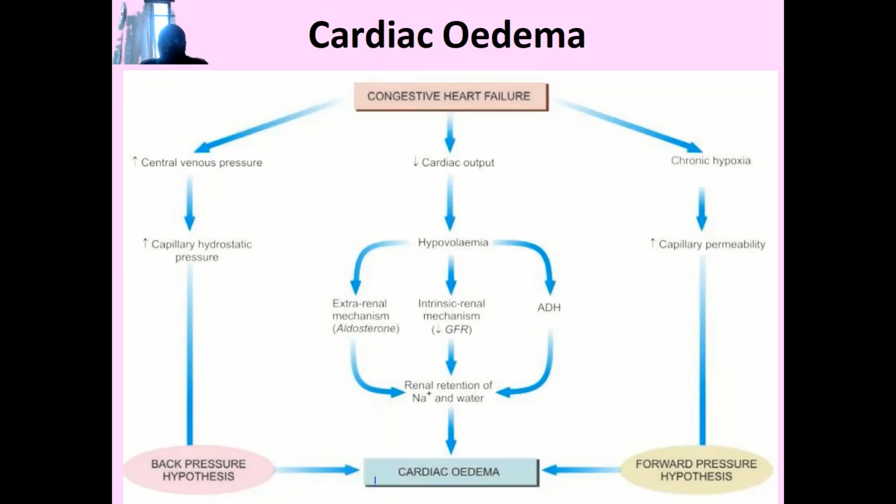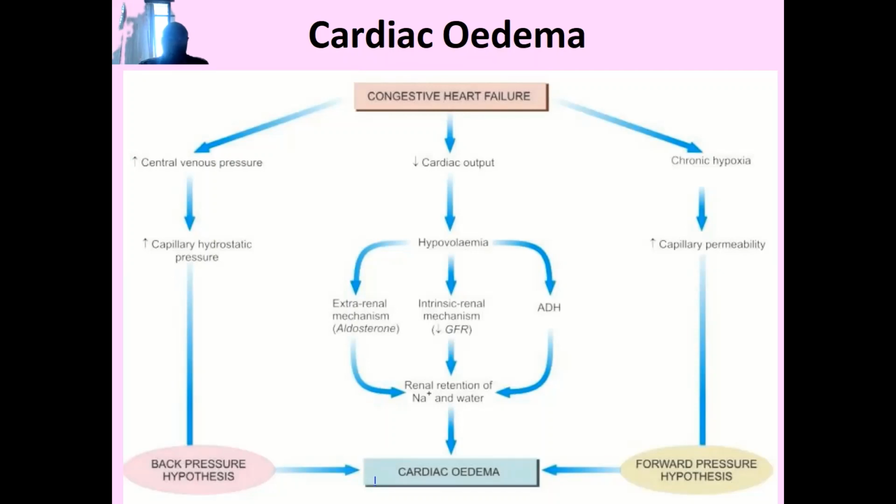In the other way, it can lead to reduced cardiac output. This reduced cardiac output results in hypovolemia, and this hypovolemia activates three pathways. It can activate the extrarenal mechanism of aldosterone, that is the RAS system, or it can activate the intrinsic renal mechanism. It can reduce the glomerular filtration rate, secondary to renal ischemia, and it can also activate the posterior pituitary hormone, producing antidiuretic hormone, which causes sodium and water retention. All these result in cardiac edema.